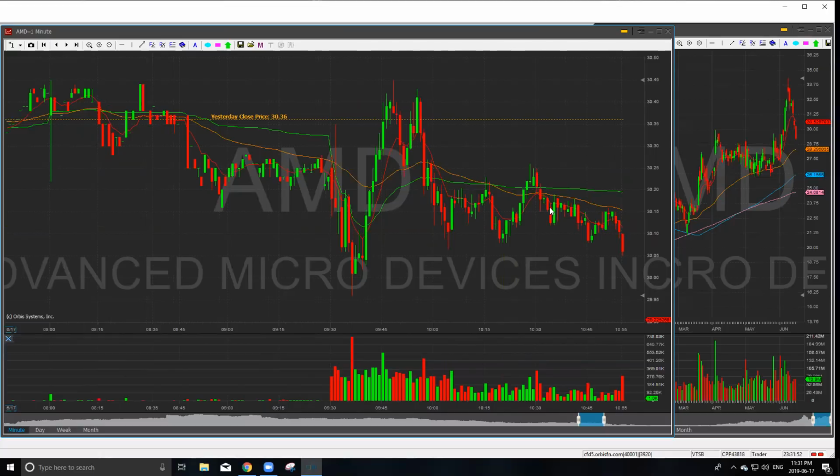It failed the VWAP right here. Here, it came back up and tested this 50 MA, and then eventually it kind of fell off the bottom right here at 30.15, right? And what I noticed is that these wicks over here, these 1 minute wicks, the 50 EMA was holding it down, okay? Right here as well, the 50 EMA and the VWAP.